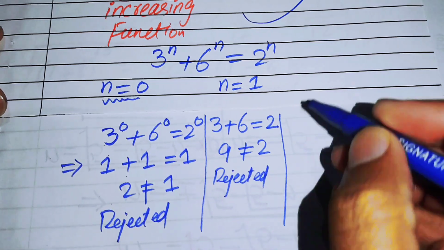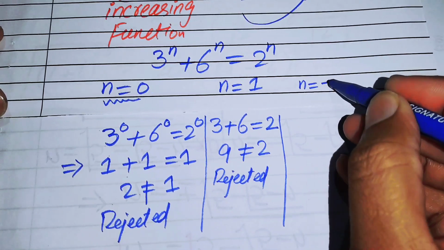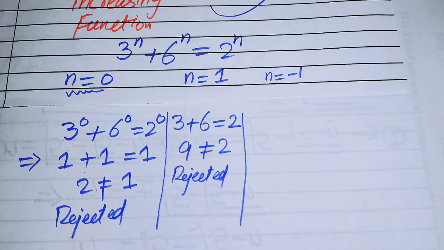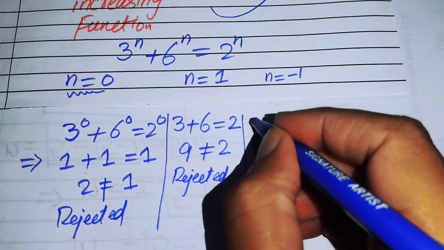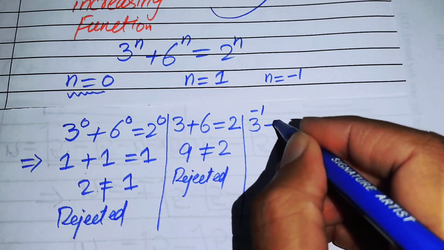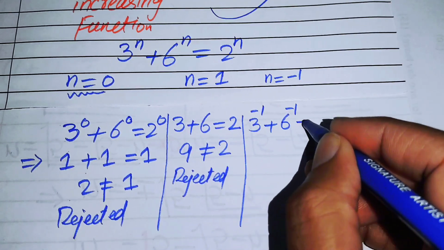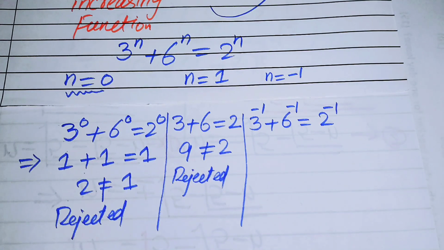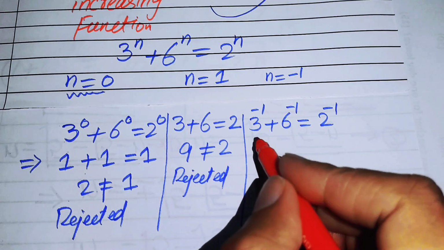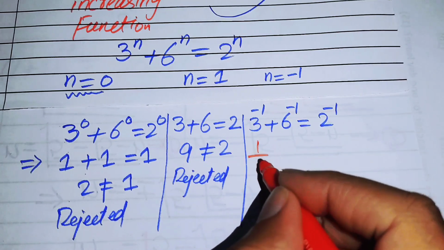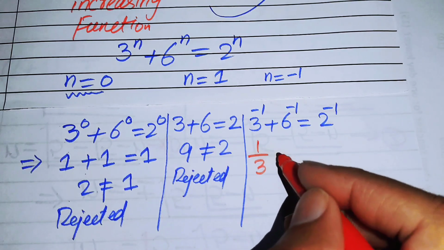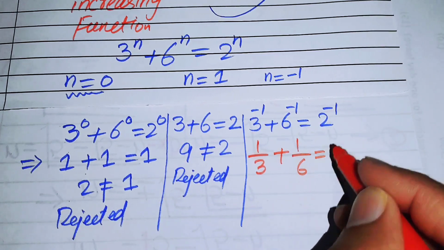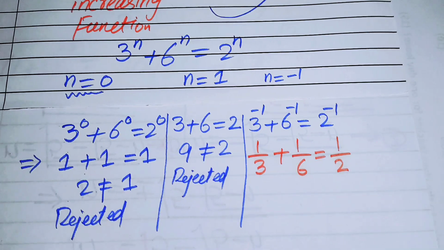Now we put n equals minus 1. When you put n equals minus 1, this equation becomes 3 to the power of minus 1 plus 6 to the power of minus 1 equals 2 to the power of minus 1. Now we can solve this equation. We write 3 to the power of minus 1 as 1 over 3, and 6 to the power of minus 1 as 1 over 6, and you have 1 over 2.